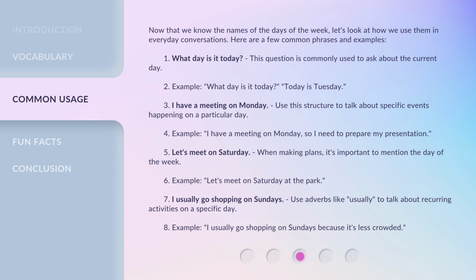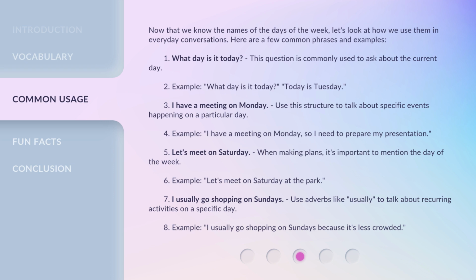Use this structure to talk about specific events happening on a particular day. 4. Example. I have a meeting on Monday, so I need to prepare my presentation. 5. Let's meet on Saturday. When making plans, it's important to mention the day of the week. 6. Example. Let's meet on Saturday at the park.